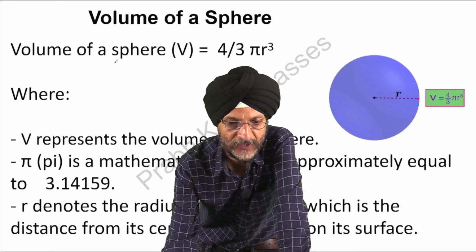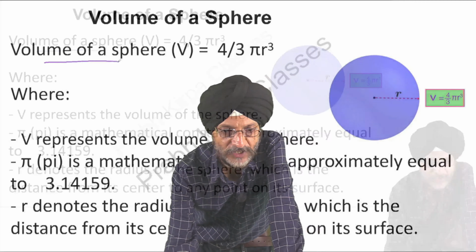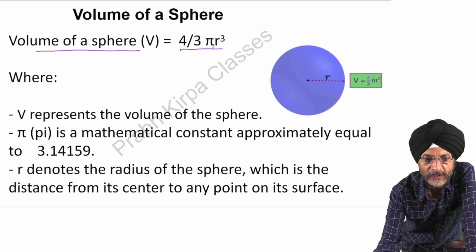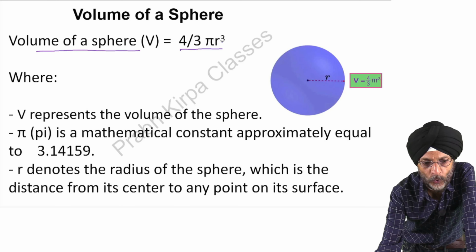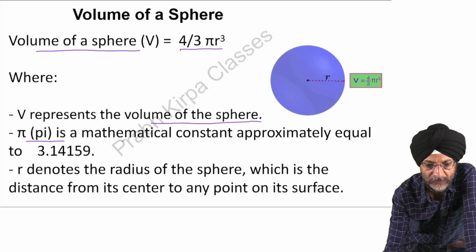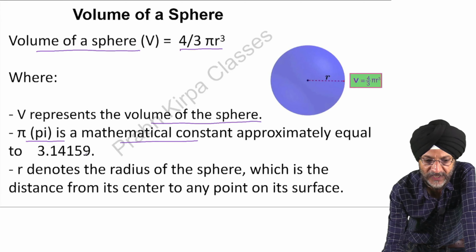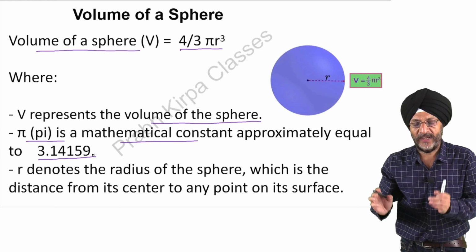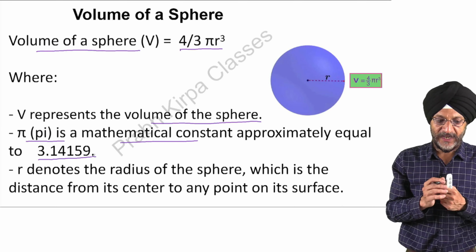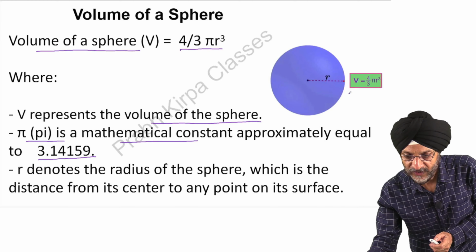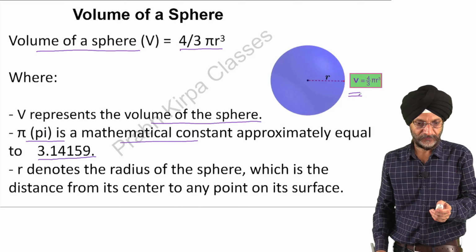The formula for calculation of volume of sphere is V = 4/3 pi r cubed, where V represents the volume of the sphere. Pi is a mathematical constant which is approximately equal to 3.14159, and r stands for the radius of the sphere. We have given this formula here also.